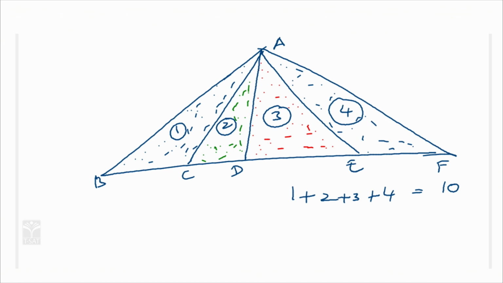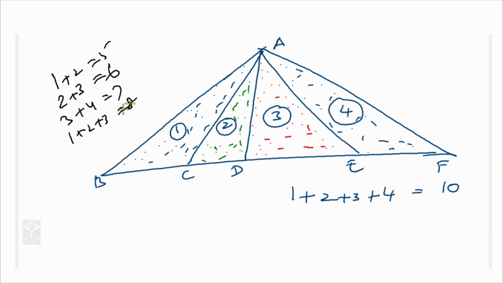is a third triangle, triangle AEF is a fourth triangle, and 1 plus 2 gives the fifth one, 2 plus 3 gives the sixth one, 3 plus 4 gives the seventh one, 1 plus 2 plus 3 gives the eighth one, 2 plus 3 plus 4 gives the ninth one, 1 plus 2 plus 3 plus 4 gives the 10th one. Clearly there are 10 triangles, correct?